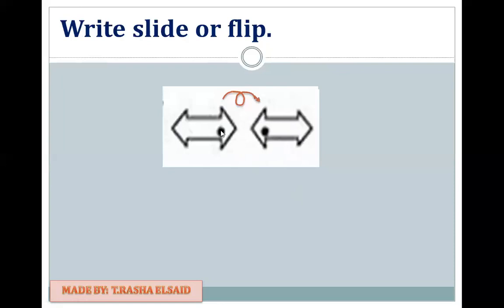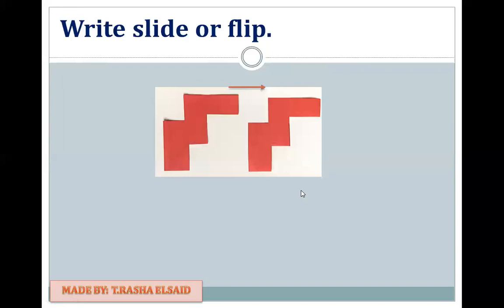In this figure, the dot is here on the right, but you see this arrow, it becomes to the left. What do you think? Is this slide or flip? This is flip. What do you think about this figure? It is moved and it is the same. Is this slide or flip? So this means I slide the figure.